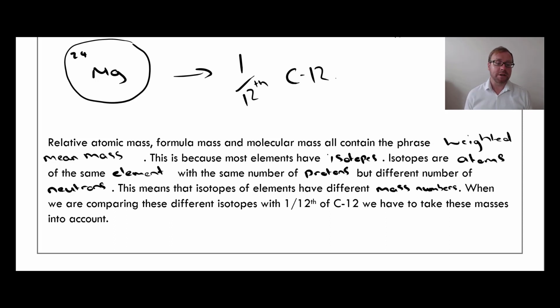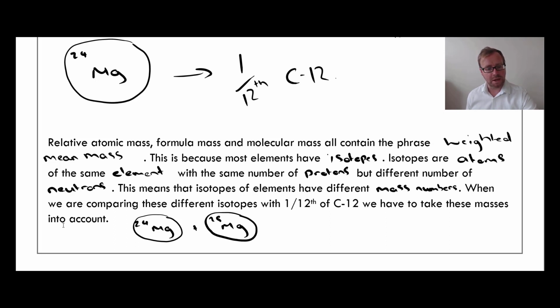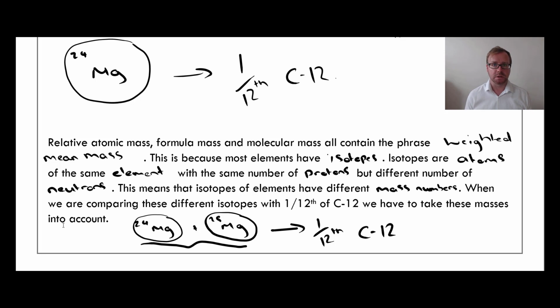So when we are comparing these different isotopes with 1/12 of carbon-12, we have to take these masses into account, so all of the masses of the isotopes, and compare them with 1/12 of carbon-12. E.g., I'll just do it quickly here. So if we have magnesium isotopes, we have magnesium-24, and I have magnesium-25. So magnesium-25 has one more neutron, and I'm comparing both of these with 1/12 of carbon-12 when I'm talking about relative atomic mass.